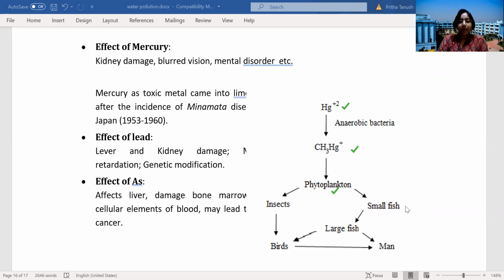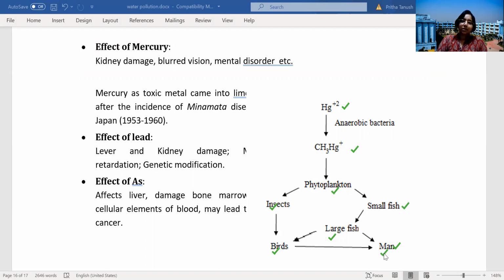Then it is consumed by small fish, then by large fish, and when we consume the large fish, it comes into our body. This is one food chain. Or another way: phytoplankton is consumed by insects, then these are consumed by birds, then it comes to human beings. So this is another food chain. So from the water bodies, the mercury comes into our body.